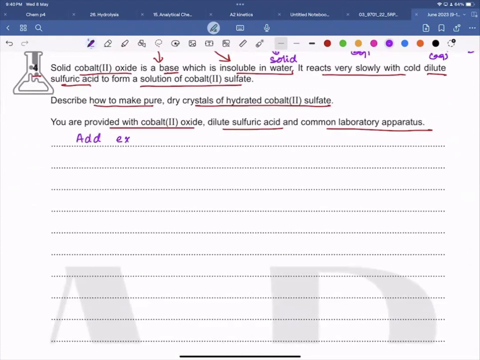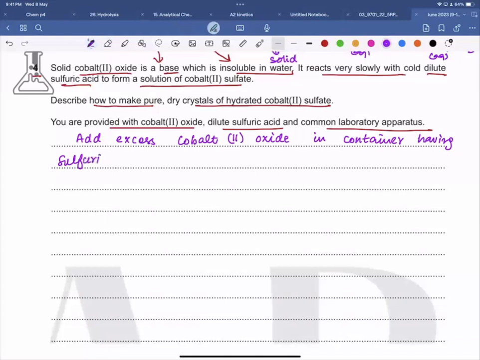So add excess cobalt 2 oxide in a container having sulfuric acid. If we did the precipitation method, we would use two aqueous solutions, and when we mix them, we would get the precipitate. We would filter the precipitate, wash it with the organic solvent, and then dry. But here: add excess cobalt 2 oxide in a container having sulfuric acid.